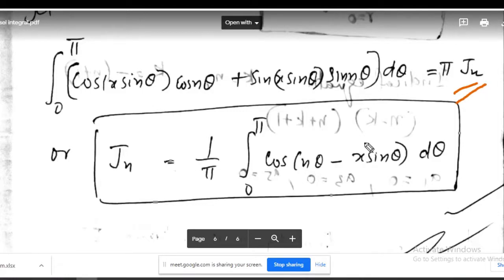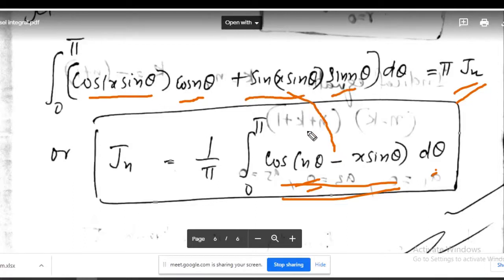Okay. So we get Jn is equal to 1 by pi integral 0 to pi cos(n theta minus x sin theta) d theta. Do you know why we are writing this like this? See here we have cos(x sin theta) cos n theta, sin(x sin theta) sin n theta. So that will be something like cos(a minus b). Okay, cos(a minus b). So we are writing this as cos(n theta minus x sin theta) d theta. It can also be cos(x sin theta minus n theta), because cos is an even function.